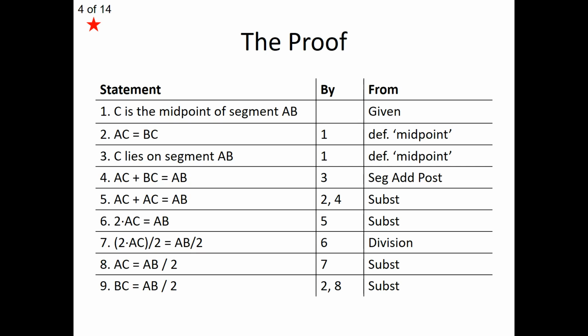So let's take a look at what this proof breaks down into. We're given that C is the midpoint of segment AB, which means immediately in statement 2, I can call the two halves equal to each other: AC is equal to BC by the definition of midpoint. But midpoint says something else about the segment. It says that the point C is on the segment. So I mention that in statement 3: C lies on the segment AB, again by the definition of midpoint.